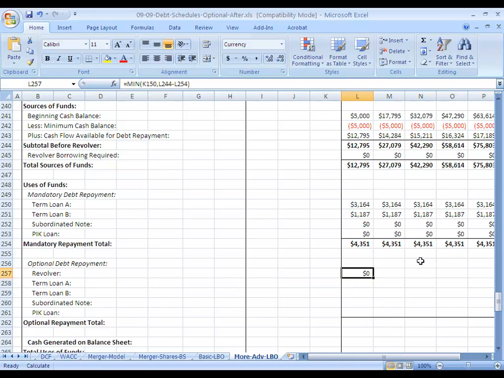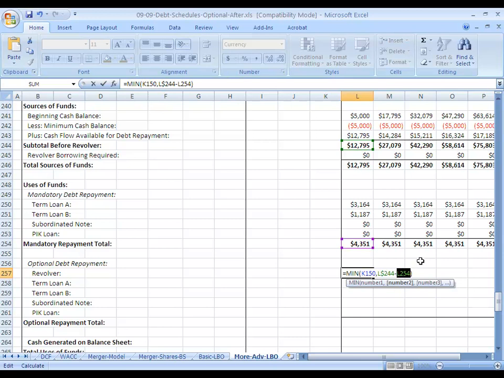So to make this more flexible, first off, for the L244 here, we want to anchor the row, the 244 part, so that this does not shift around at all. We want the column to be able to move, but the row should always stay there. And then for the L254, if you think about it, to make this more flexible, what we should really be doing is taking the mandatory repayment and then adding up all of the optional repayments so far.